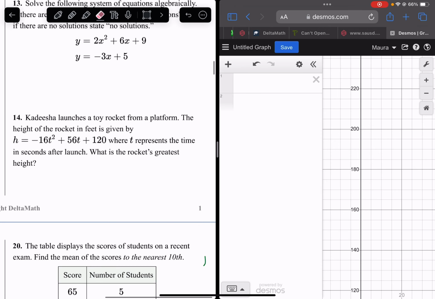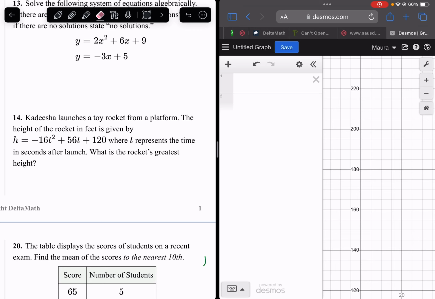So if we look at number 14, it says Khadijah launches a toy rocket from a platform. The height of the rocket in feet is given by h equals negative 16t squared plus 56t plus 120, where t represents the time in seconds after launch. What is the rocket's greatest height?